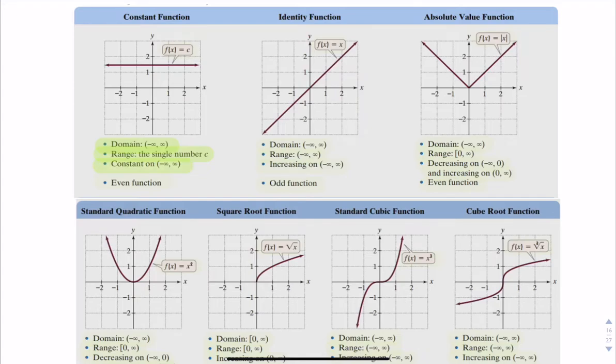We have the identity function, and this is just f of x is equal to x, or y equals x. Its domain is from negative infinity to infinity. Its range is also from negative infinity to infinity. It's increasing the entire way from negative infinity to infinity, and this one is an odd function.